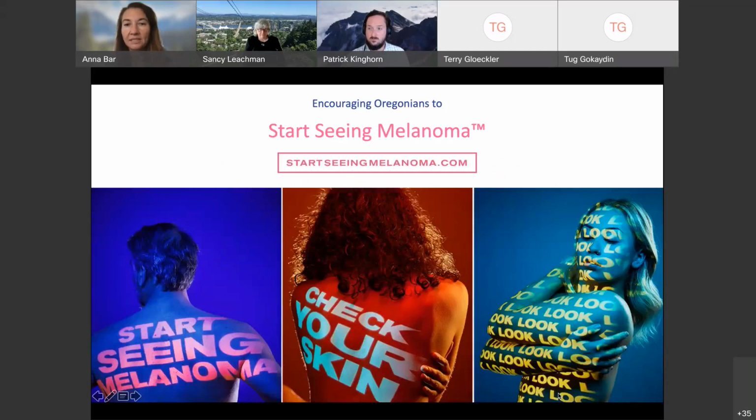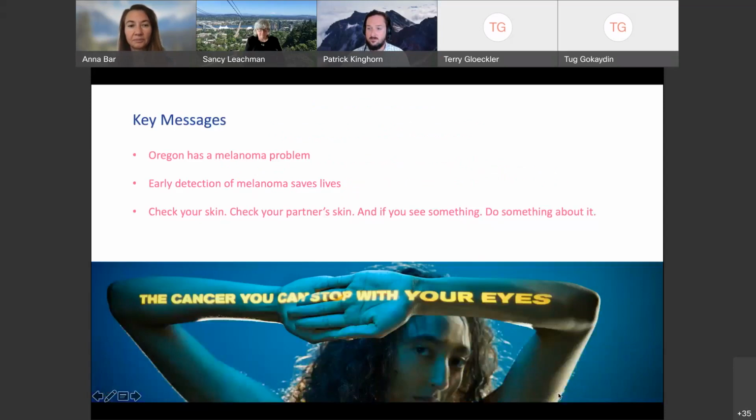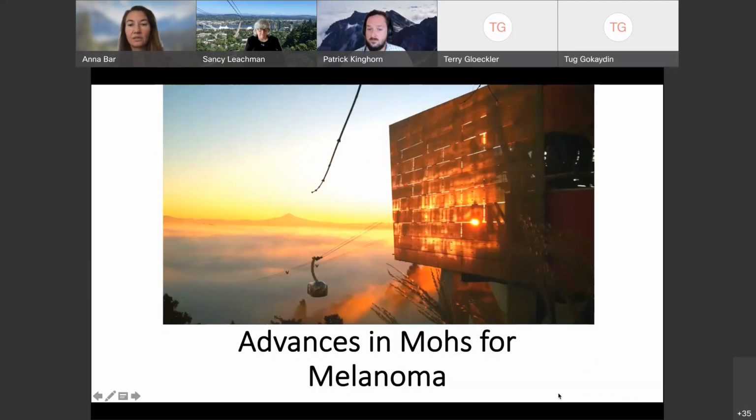Some of you may have seen our melanoma campaign that encourages you to detect early stage melanoma when it's the most curable. And a lot of you have seen the messages and graphics that the Warren Melanoma has put together, the cancer that you can stop with your eyes. So what is Mohs for melanoma? I'll tell you about it, and I'll tell you some of the advances that we've made at Oregon Health and Science University over the past decade treating this disease.